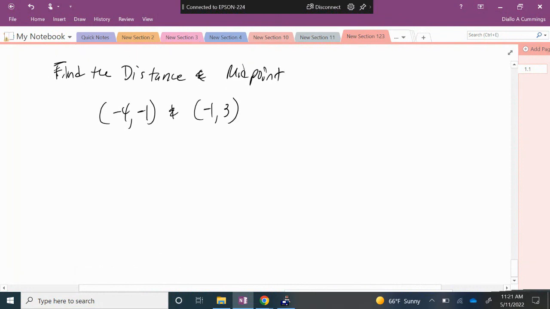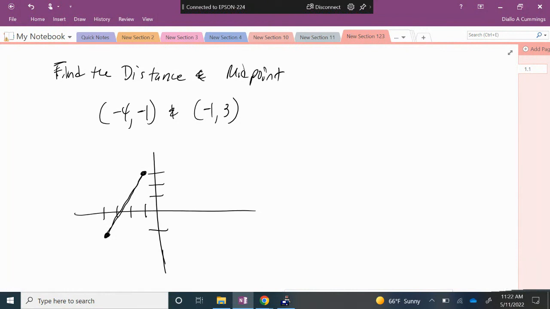So now you don't actually have to graph this, but I'm just going to draw a hand sketch of what's going on. So I'm going to plot that point, (-4, -1). I'm at the origin. I'm going to go 4 places to the left, and I'm going to go down 1. And then for the second point, I'm at the origin. I'm going to go 1 place to the left, and I'm going to go up 3. So this is our line segment.